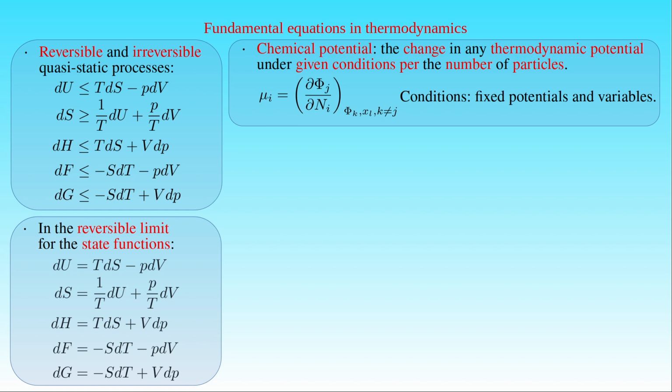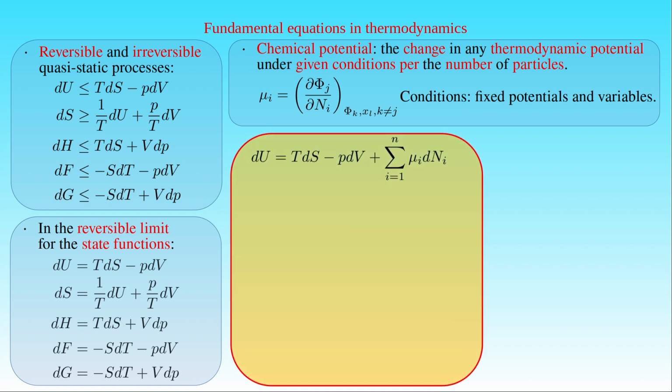relations in thermodynamics. The first one states that the differential of the internal energy U is equal to the temperature T times the differential of the entropy S, minus the pressure P times the differential of the volume V, plus the sum of the chemical potential μI times the differential of the number of particles Ni with the index I running over all the species in the system.